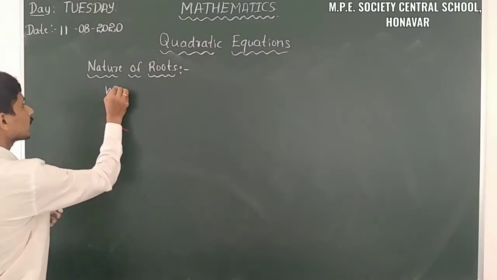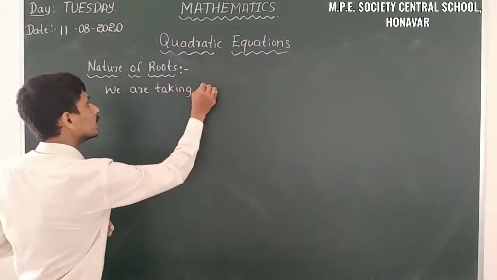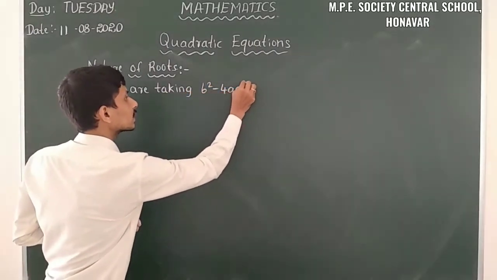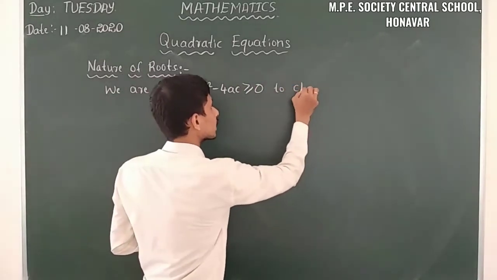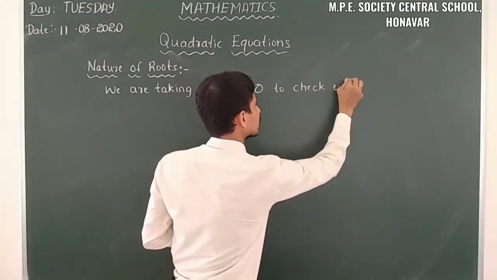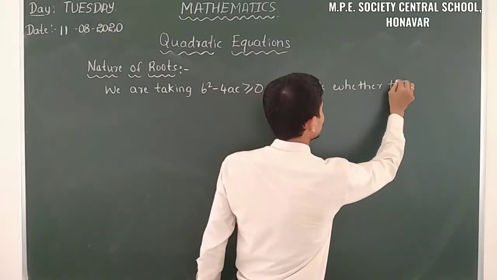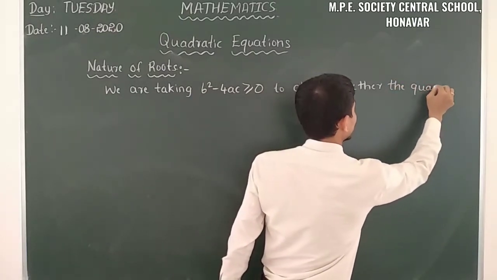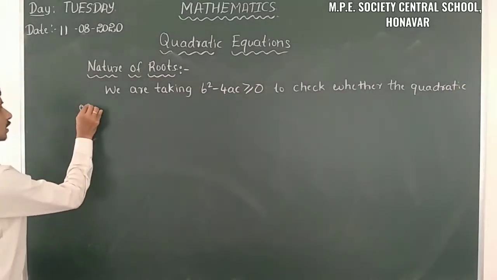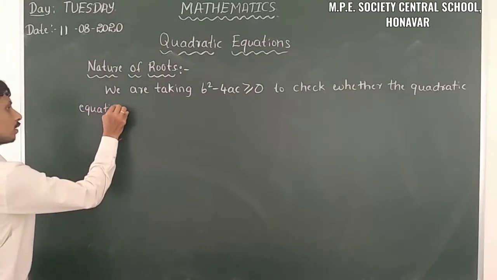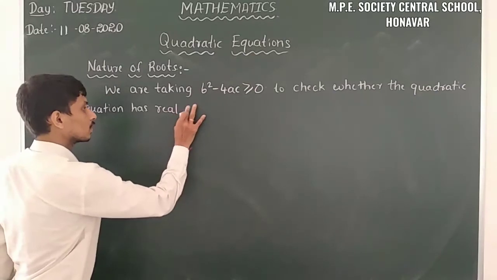From that basis, we have to check whether the quadratic equation has real roots or not. So that's why we are taking b square minus 4ac greater than or equal to 0, to check whether the quadratic equation has real roots or not.